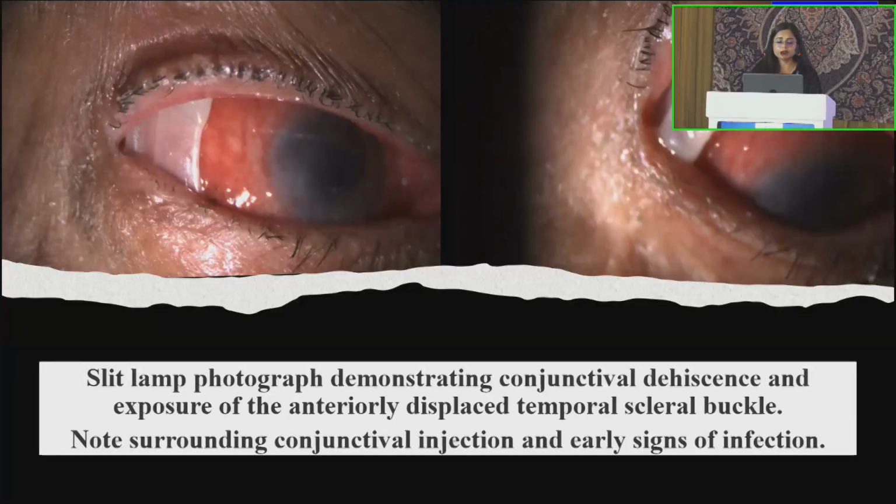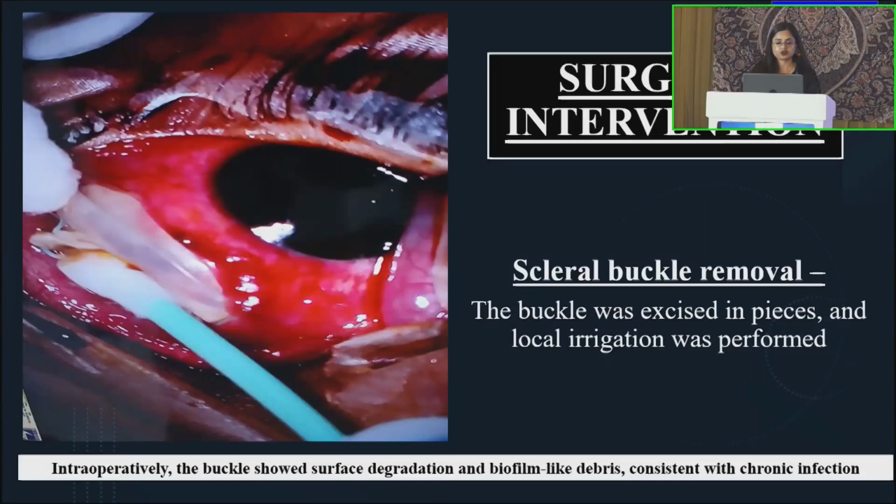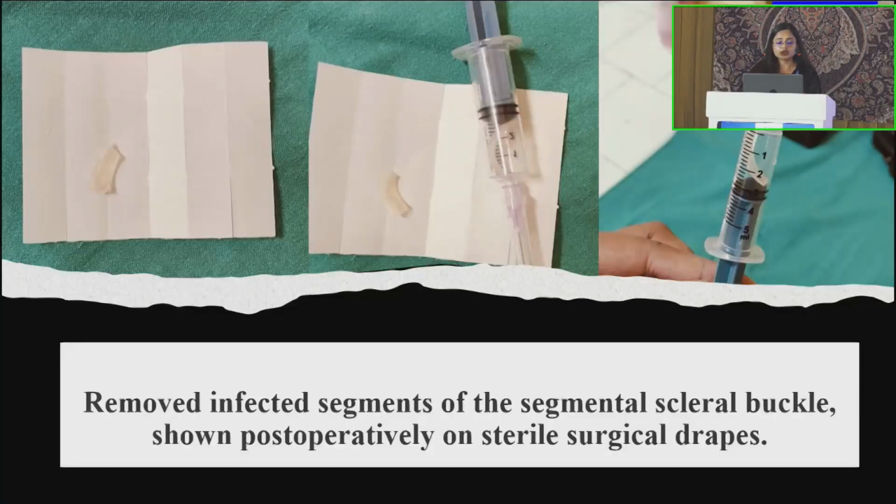These are the slit lamp images when the patient presented to us, demonstrating conjunctival dehiscence and exposure of the anteriorly displaced temporal scleral buccal. We proceeded with scleral buccal removal. Intraoperatively, the buccal showed surface degradation and biofilm-like debris consistent with chronic infection. The buccal was excised in pieces and local irrigation was performed. These are the removed infected segments of segmental scleral buccal.